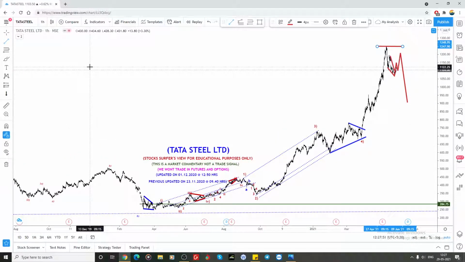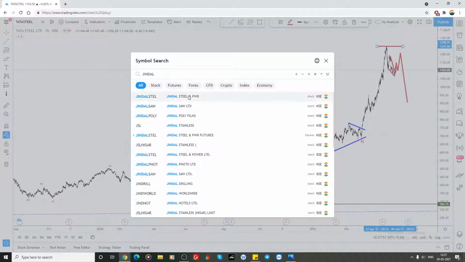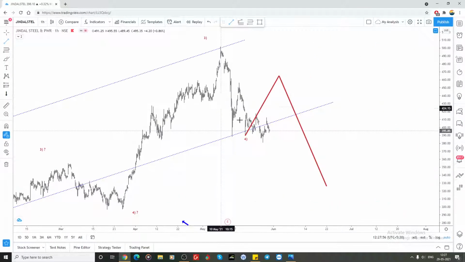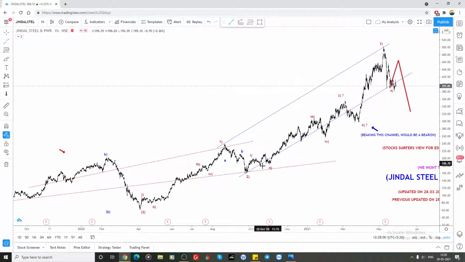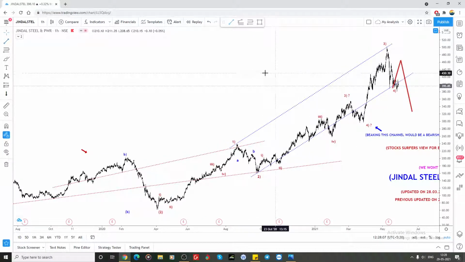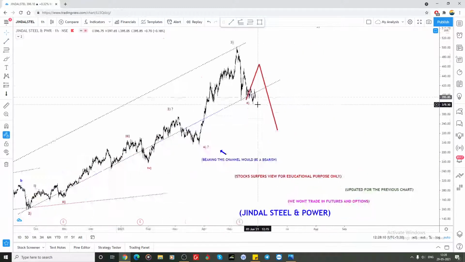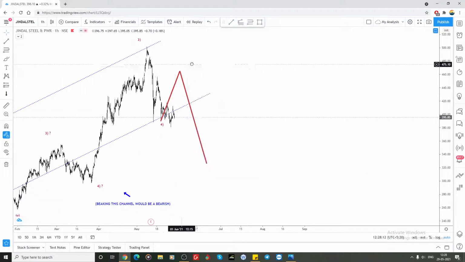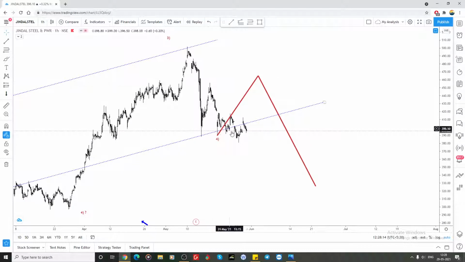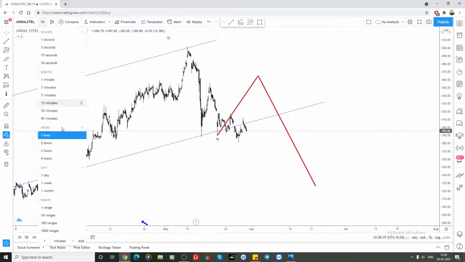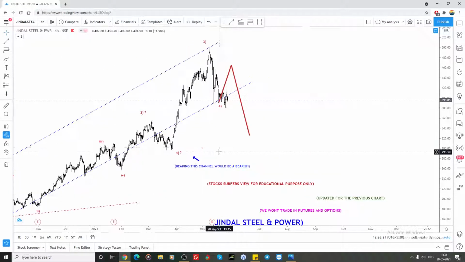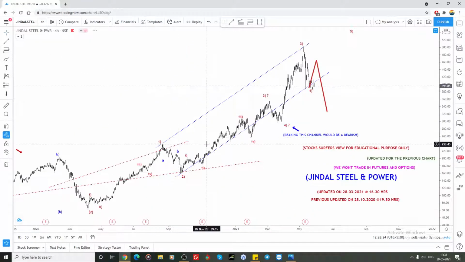And next is Jindal. Same, right? What I said, whether it is a fourth wave here, and still 1 2 3 4 5 is already completed. That is why I have marked here. So here also, all the steel sectors, right? It's very bearish now in this zone. So it's making a new lower low also in 1 hour. So let's move on to the bigger time frame of 4 hours. That is also now doing the same.